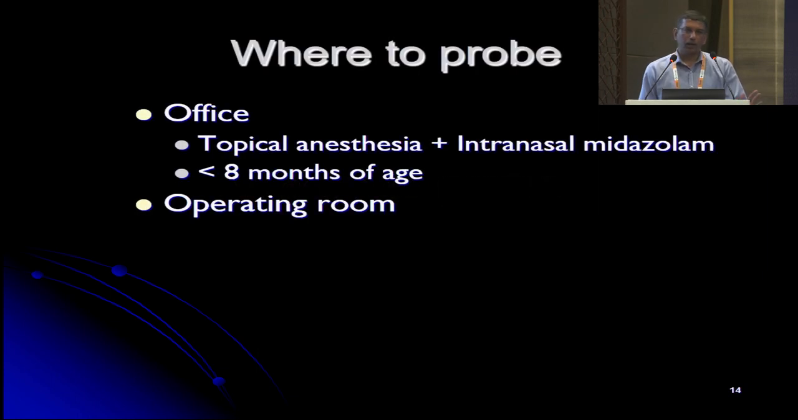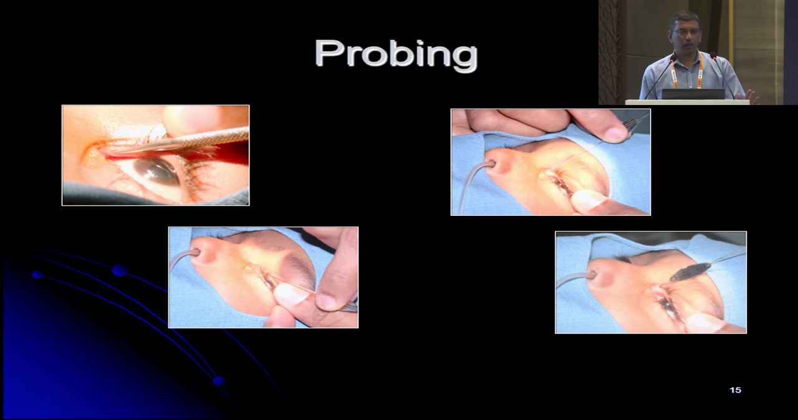It is generally done in the office under transient anesthesia, or it can be done in the OT with mild sedation. Keeping the patient under GA with complete intubation is generally not done. Even if GA is to be given, our anesthetist generally gives an eye gel anesthesia with a tube. Dilate the punctum, do the probing, and start with the upper punctum, as shown, because the lower punctum, which is the prominent drainage, should not be damaged.